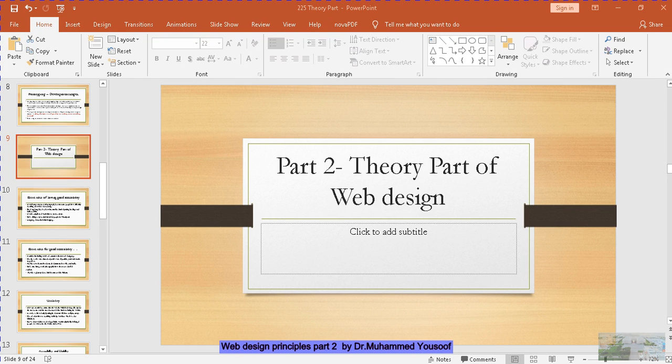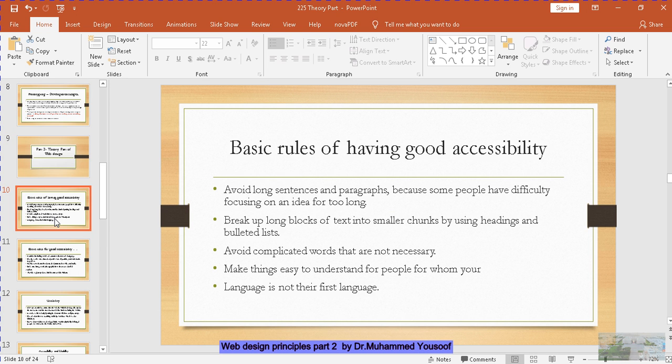Good morning, students. We are continuing our discussion on part 2 of the theory part, the principles of web design. So today we are going to see some more principles and concepts which we will be using in the design of a web. First one, in the last presentation of the video lesson, we have seen the definition of good accessibility.